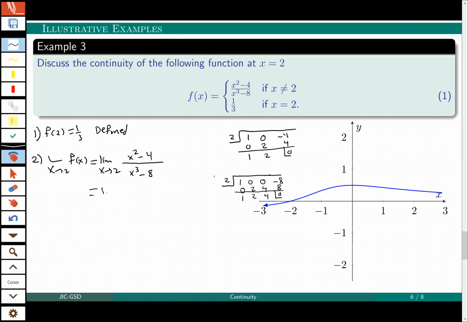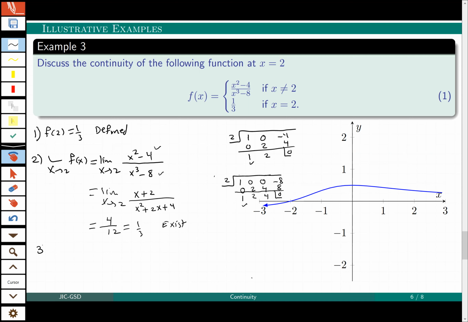So that will be the limit when x goes to 2. If we divide the first one, we decrease the power by 1 degree. So degree 2 becomes degree 1, so it will be x plus 2. While here the degree was 3, so we decrease it by 1 degree, so it will be x squared plus 2x plus 4. When you substitute, you will get 4 over 12, which is 1/3, so the limit exists.